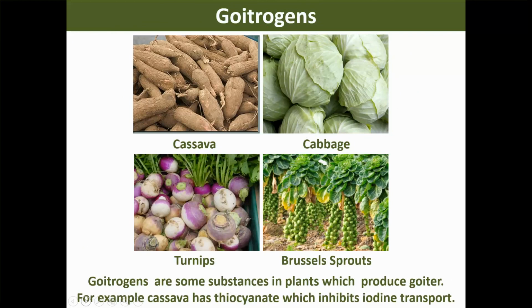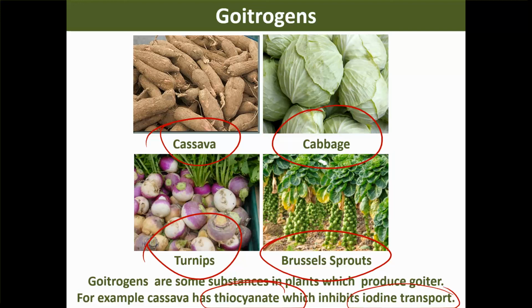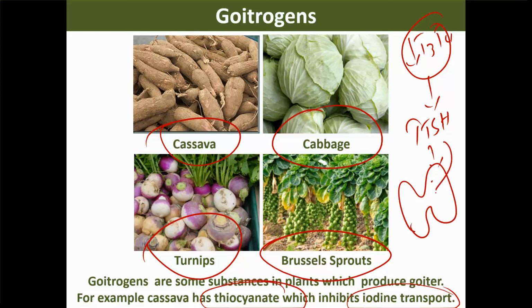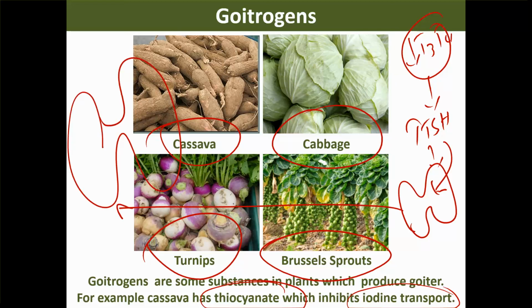So what are the things that can interfere with iodine uptake in the thyroid cells? These are vegetables like cassava, cabbage, turnip, Brussels sprouts. For example, cassava has thiocyanate, which inhibits the iodine transport. Then T3, T4 is not released, so there is decreased T3, T4. That will lead to increased TSH. Increased TSH will go and stimulate the thyroid gland, and the thyroid gland will become a very big thyroid gland. Understand? Goiter is formed.